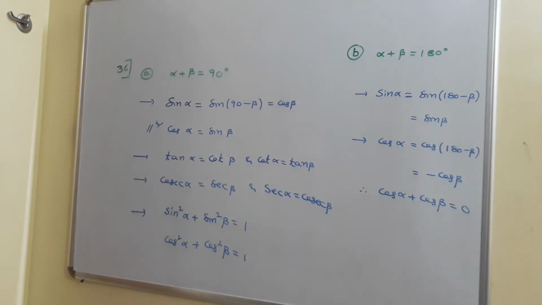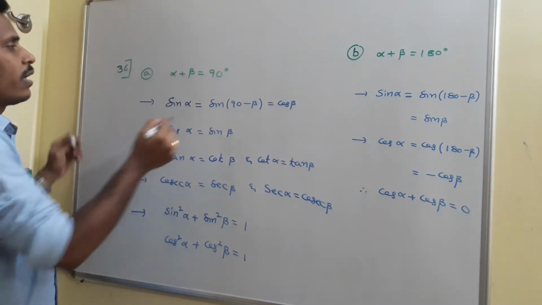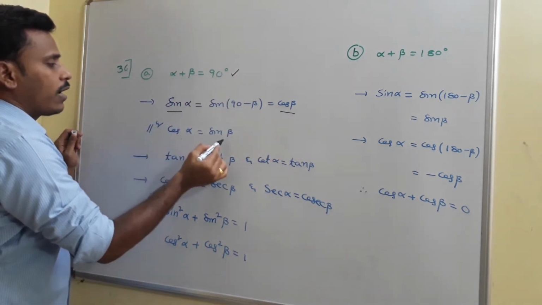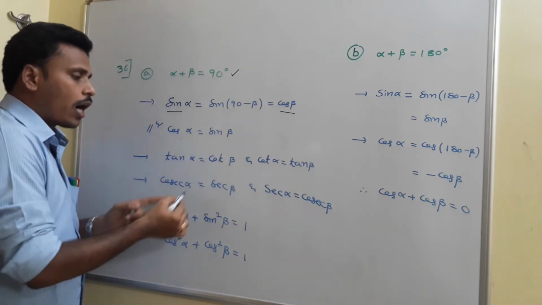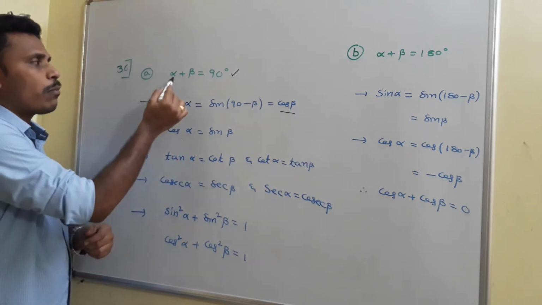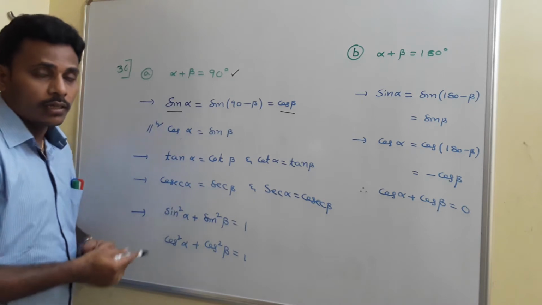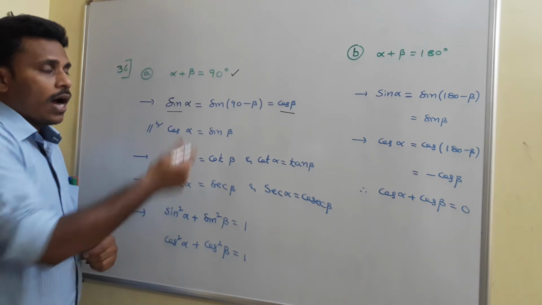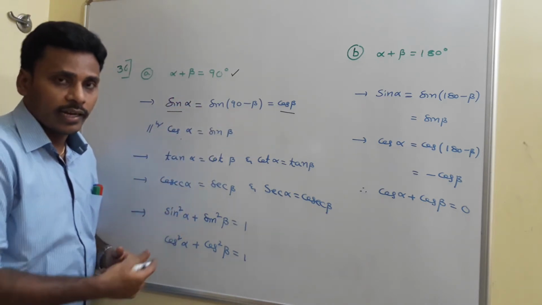Look at the board. These are the things related to the aligned angles. If the sum of two angles is 90 degrees, then sin alpha is equal to cos beta and cos alpha is equal to sin beta. Similar things happen for tan, cot, and cosecant, secant also. If the sum of two angles is 90, then tan of one angle is equal to the cot of the other. In the same manner, cosecant of one angle is equal to the secant of the other. And with these three, we can generate some more different logics and identities also.